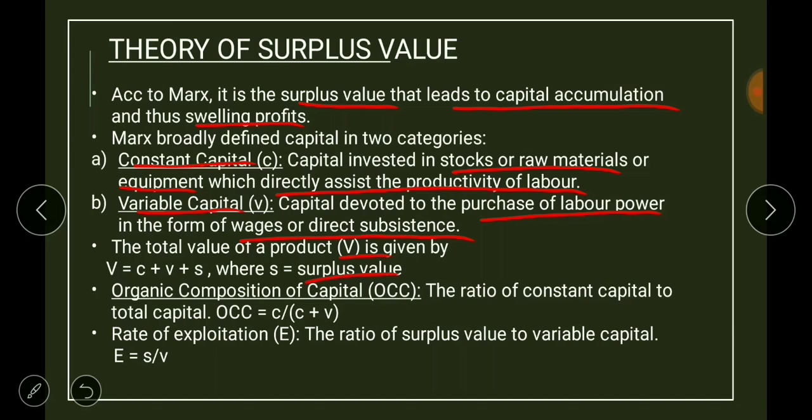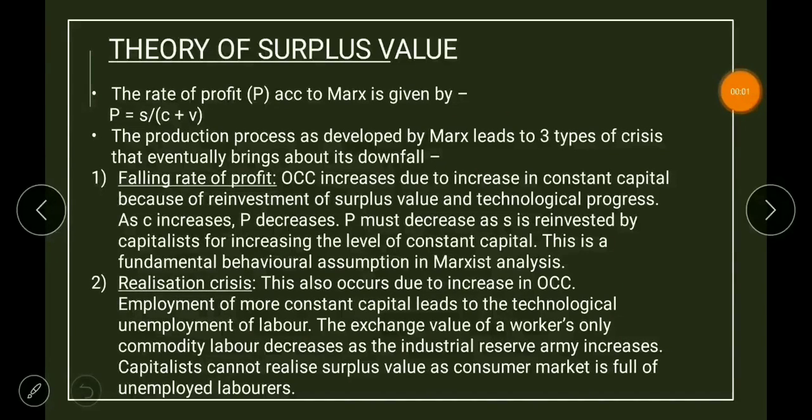He also introduced a new concept called the organic composition of capital, which is the ratio of the constant capital to the total capital. The rate of exploitation, E, in Marxian theory is given by the ratio of surplus value to the variable capital. The rate of profit according to Marx is given by the ratio of surplus value divided by constant capital plus variable capital.